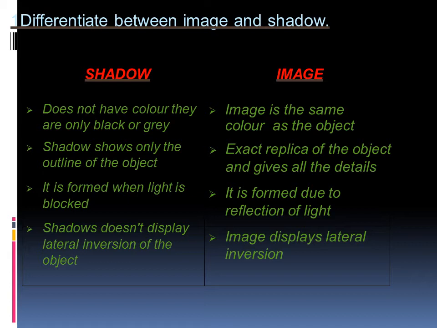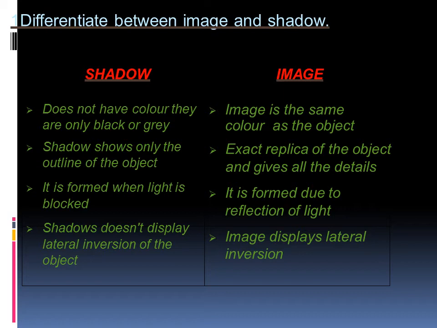Okay. Second, a shadow shows only the outline of the object. That means the whole body structure is not seen. Only the outline of an object is seen. Third, it is found when light is blocked. As we all know, a shadow is found when light is blocked by an opaque material. A shadow doesn't display lateral inversion of an object.